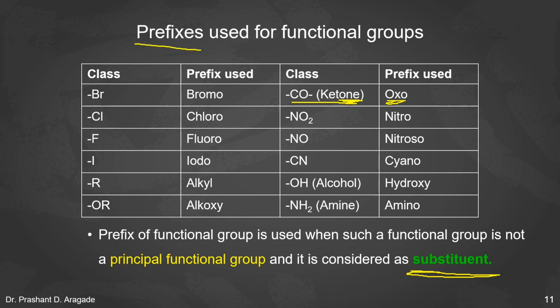Here is another example, for alcohol. If alcohol is the principal functional group, then you have to use OL as a suffix. When it is regarded as a substituent, then you have to use the prefix hydroxy for the alcoholic functional group. So remember that the principal functional group is the group which has the highest priority in the priority table, and the other functional groups are regarded as substituents. So suffixes are used for the principal functional group and prefixes are used for the substituents.